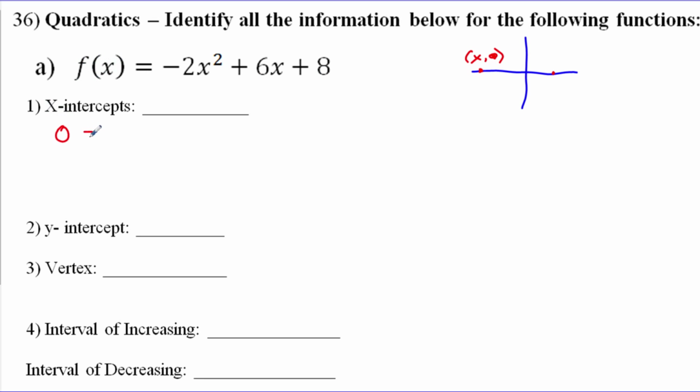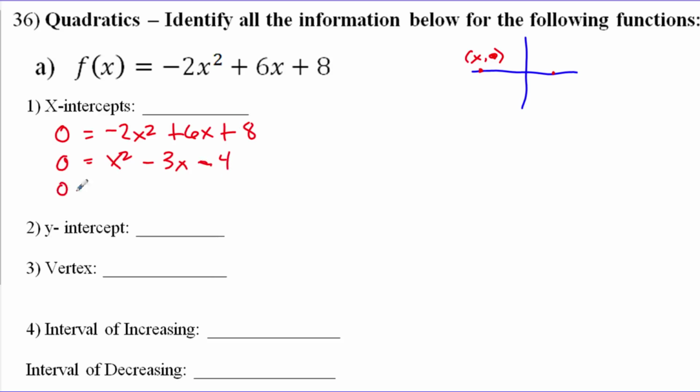So it's going to be 0 equals negative 2x squared plus 6x plus 8. So I'm going to divide everything by negative 2, because if I can make this be 1, it maybe will factor simply. So I'm going to say 0 equals, if I divide this one by negative 2, I get x squared. If I divide 6 by negative 2, I get negative 3x. And if I divide 8 by negative 2, I get a negative 4.